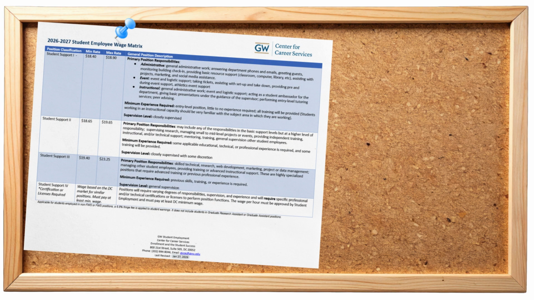First, the Student Employment Wage Matrix. This document is updated annually in line with the DC minimum wage. It provides pay ranges for structured support levels, ensuring students are fairly compensated based on the complexity of their roles.